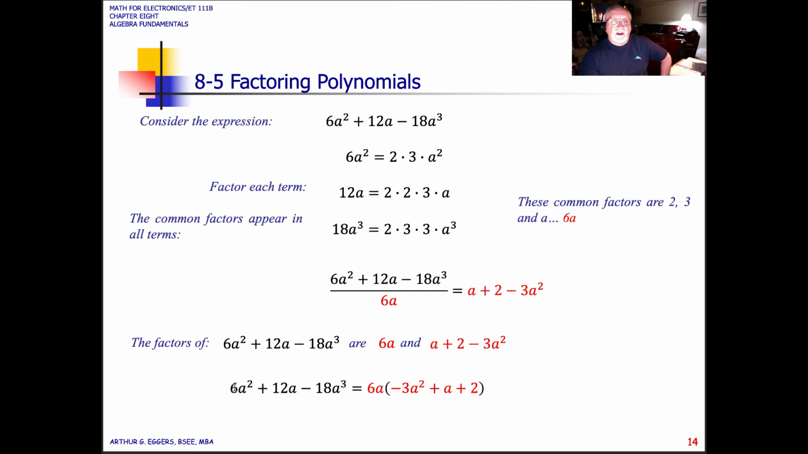So we can see here our factored values, our greatest common factors. If we multiply this through, 6a times minus 3a squared plus a plus 2, we get back the expression that we started with. So, just a stepwise solution for factoring polynomials.